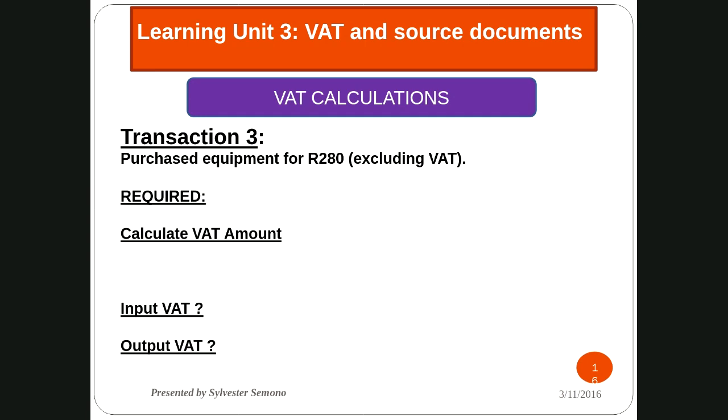Okay. Let's talk. The magic word. I underline it for you. The magic word: VAT is excluded. So I go with 42. Please ask questions, those who are lost. So it's 280 times 15 over 100. Remember, I told you that you need to check whether the VAT is included or not.